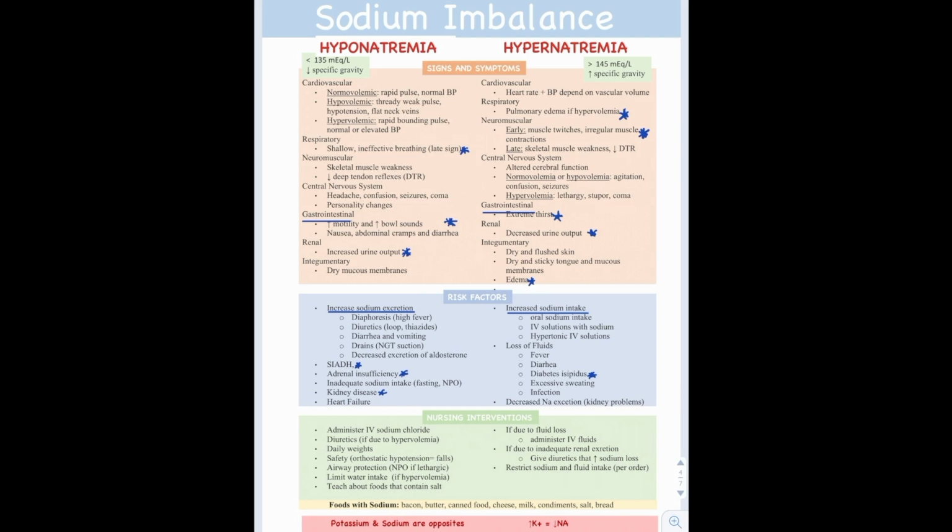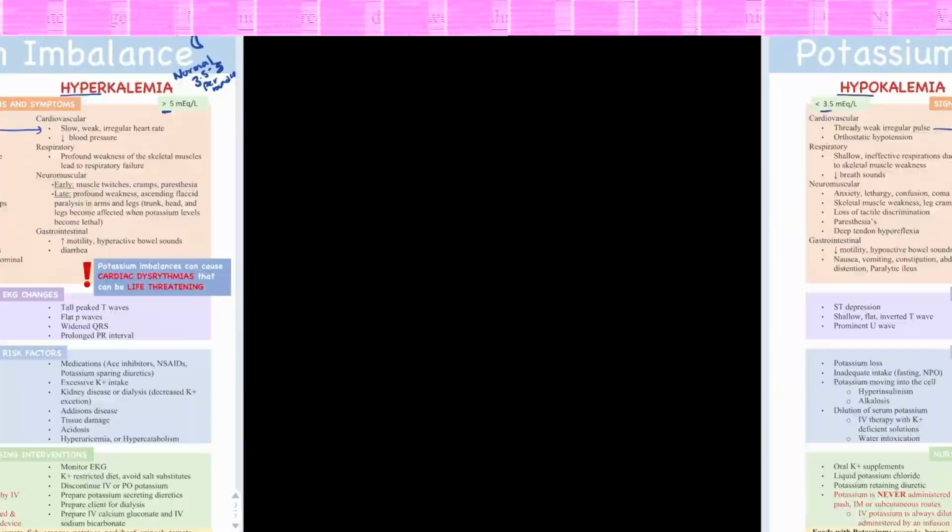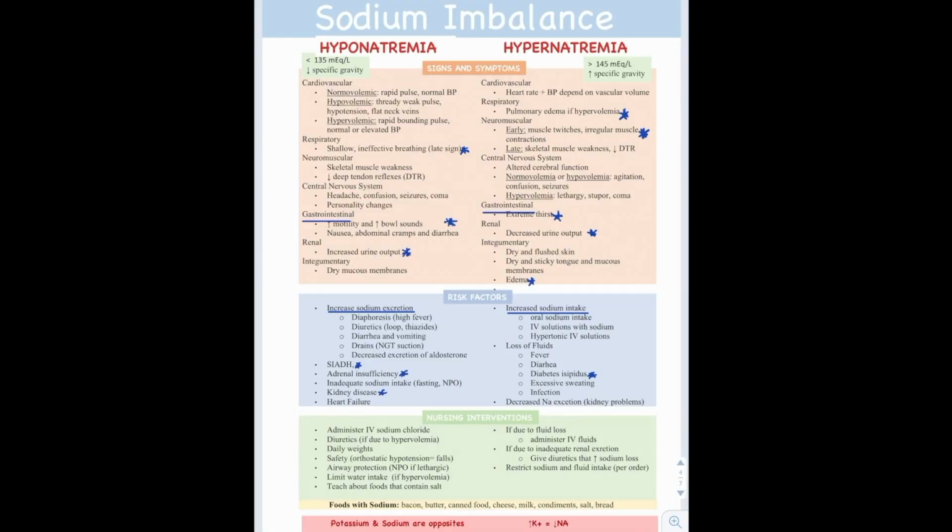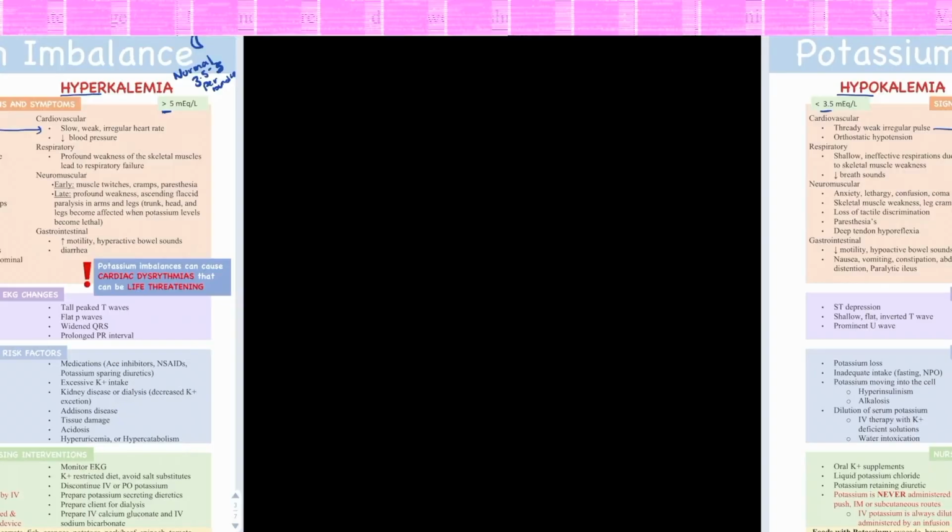So what are our nursing interventions? For hyponatremia, we're going to administer IV sodium chloride. We'll give diuretics if it's due to hypervolemia, because remember, there's too much fluid in the vascular system. It's diluting the blood essentially and making you hyponatremic. So that's why if we give diuretics, we can get rid of some of that fluid and come back to a normal amount of sodium. Daily weight, safety, orthostatic hypotension because they're at risk for falls, airway protection, NPO if lethargic, limit water intake if hypervolemic, and teach about foods that contain salt.